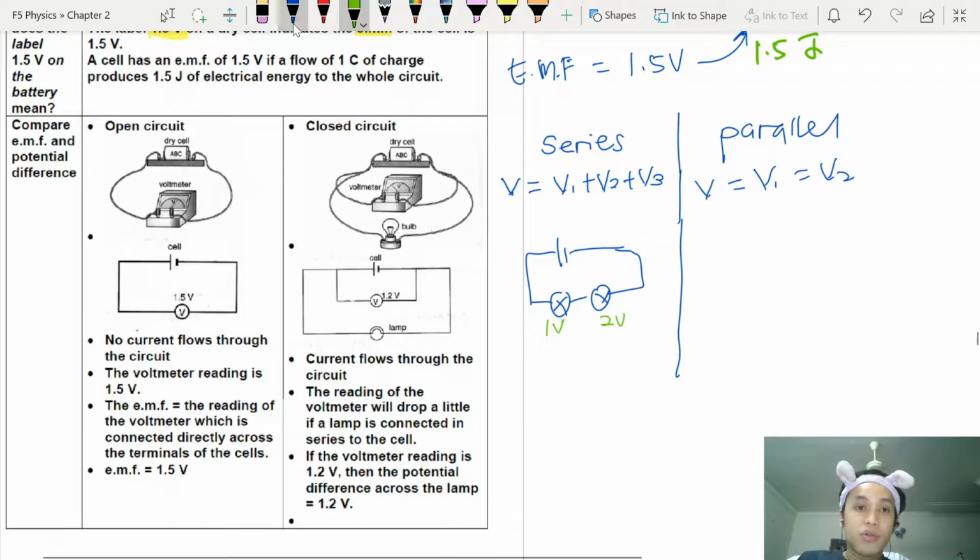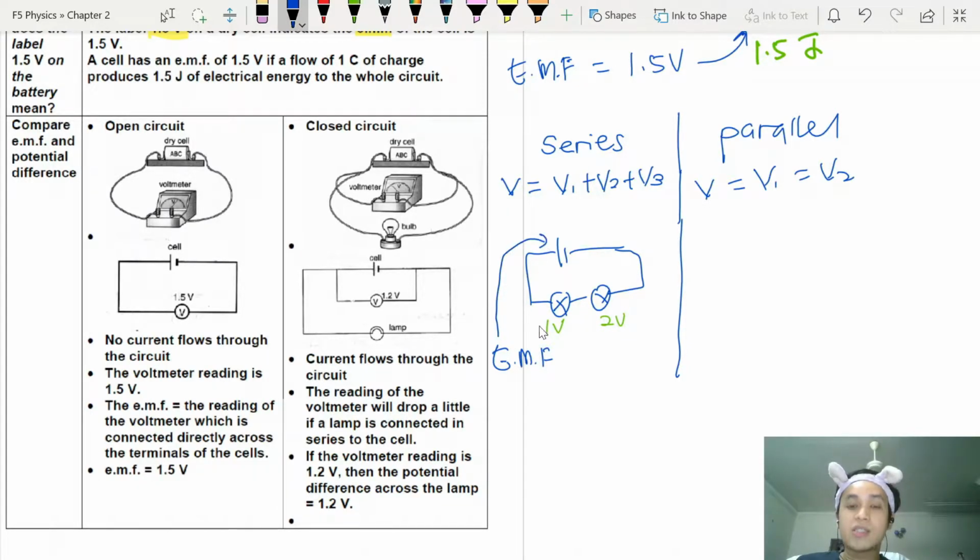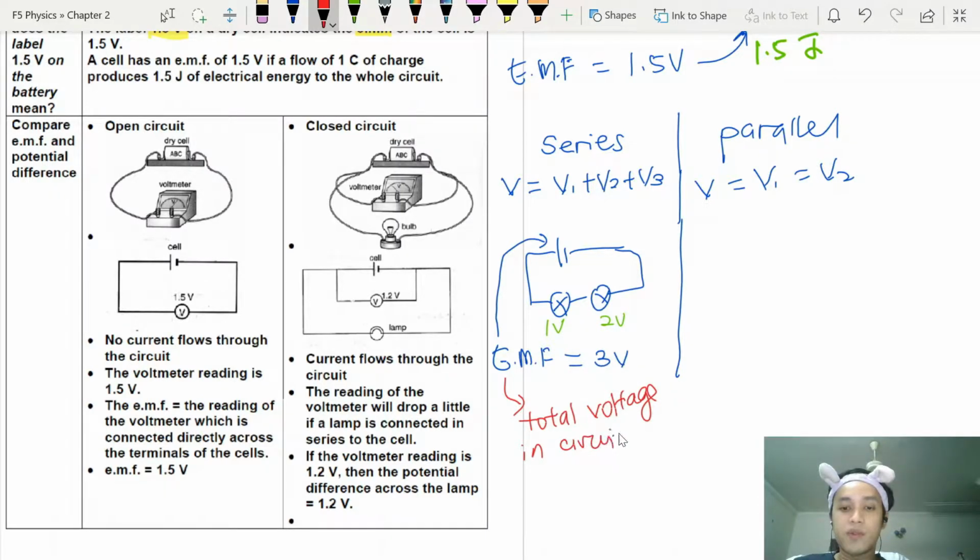If I calculate the EMF for this circuit, meaning I need to know how much voltage the battery is supplying, I just add up the voltage here. So the EMF of the circuit is equal to 3 volts, because for a series circuit, you need to add up the voltage. Or in another way, we can say that your EMF is actually the total voltage in the circuit, to make it easy for you to understand.